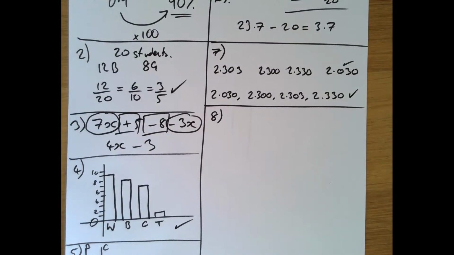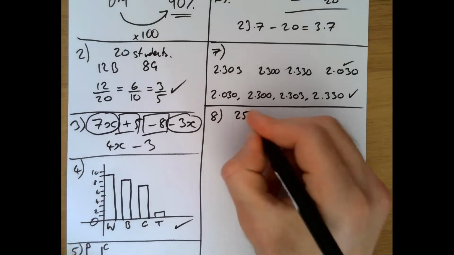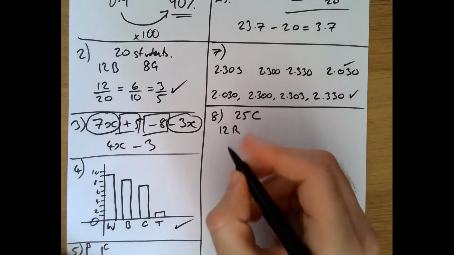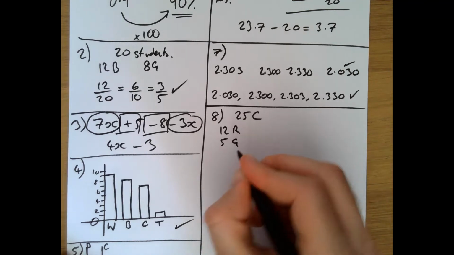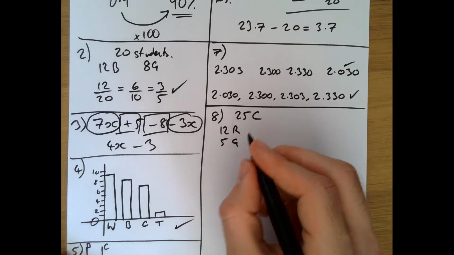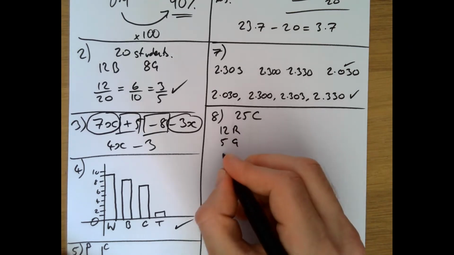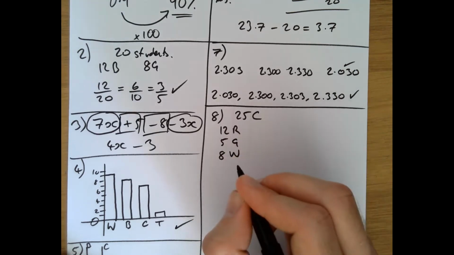There are 25 counters in a bag, so we've got 25 counters in a bag. 12 are red, 5 are green, and the rest are white. So let's just work that out. That's going to be 17. 25 take away 17 is going to be 8. So we've got 8 white.